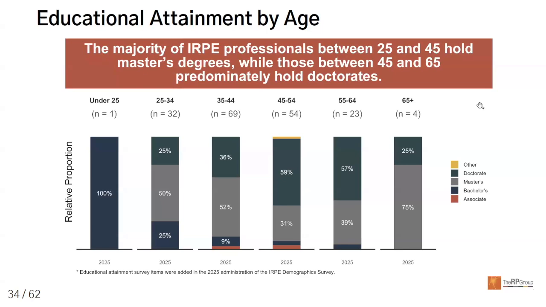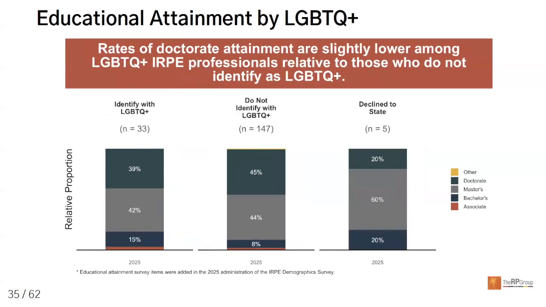So next slide. The rates of doctorate attainment are slightly lower among LGBTQ IRPE professionals relative to those who do not identify as LGBTQ.